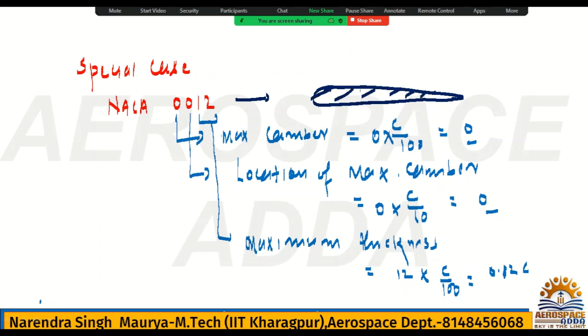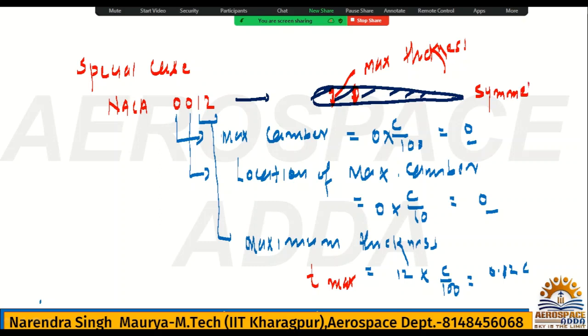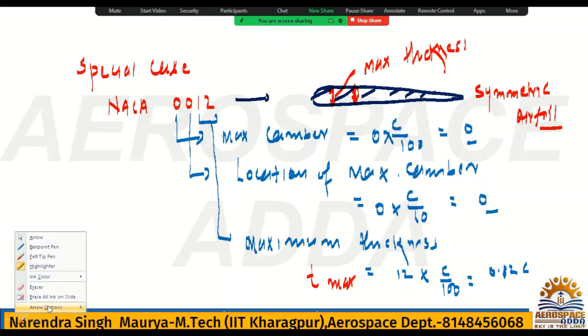Check, there is no camberness, only maximum thickness. Where is the maximum thickness? Check the diagram and you can draw it. As per your diagram, you can mark the maximum thickness here, or here, T max. So it's a symmetric airfoil. This is asked in exam also, remember it. Right? We'll go for the next, which is called 5 digit.